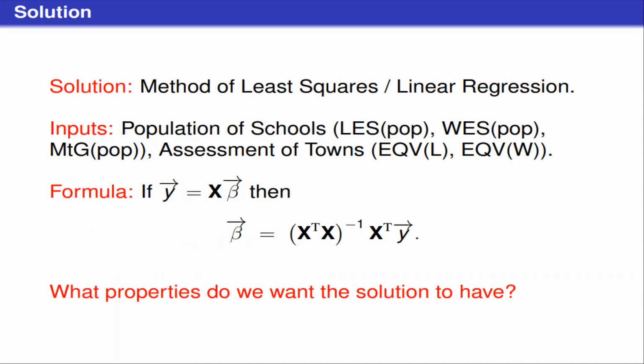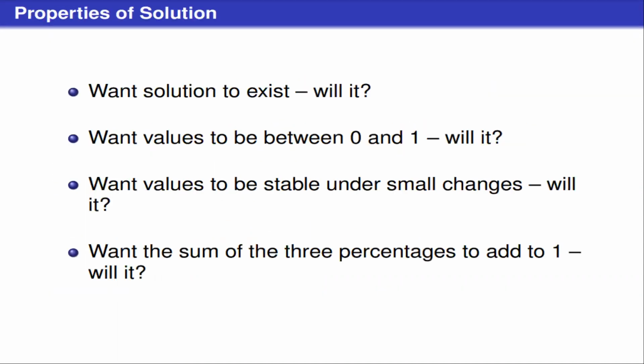We basically simplified it to just using the populations and the property values of the towns. And we talked about what kind of properties we want the solution to have. Well, we want it to exist. We want values hopefully between 0 and 1. We want values to be stable to small changes. And we want the sum of the percentages to be 1, in terms of allocating the funds. Some of these are not as important as others. If the sum of the percentages doesn't add up to 1, we can always just rescale. That's not a big deal. But there were some really interesting things that arose when we tried to actually come up with the solutions.